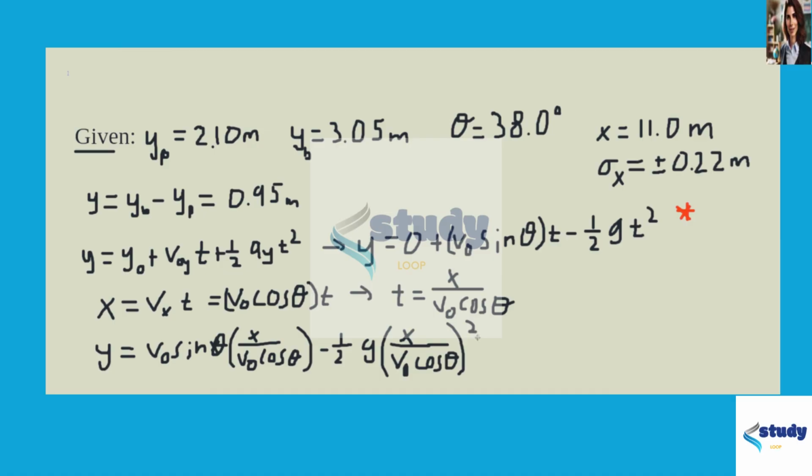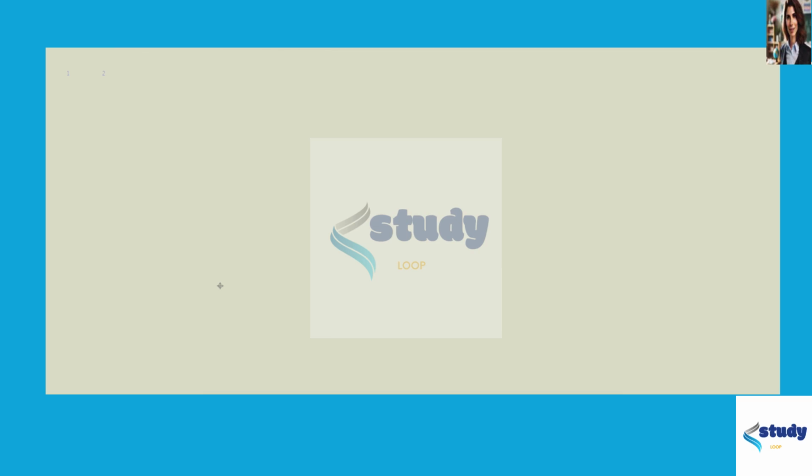Well, the V naughts here are going to cancel. And we can also recognize that sine theta over cosine theta is equal to tangent theta. And let's go ahead and start to simplify this a little bit. So let's get a new page here. Starting to simplify this, try to get V naught by itself and isolate V naught, because now everything in the equation is stuff we know except for V naught.